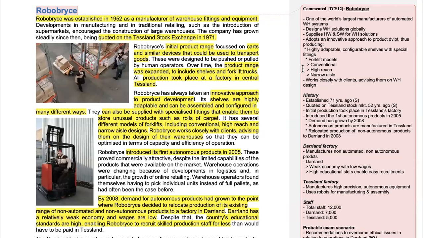They are manufacturing conventional forklifts, high reach forklifts, and narrow aisle forklifts. You'd understand what these narrow aisle forklifts are if you go through the first video, in which I've highlighted the industry dynamics as per the information provided within this Preseen document. And on top of that, Robobryce works closely with clients, advising them on warehouse design.